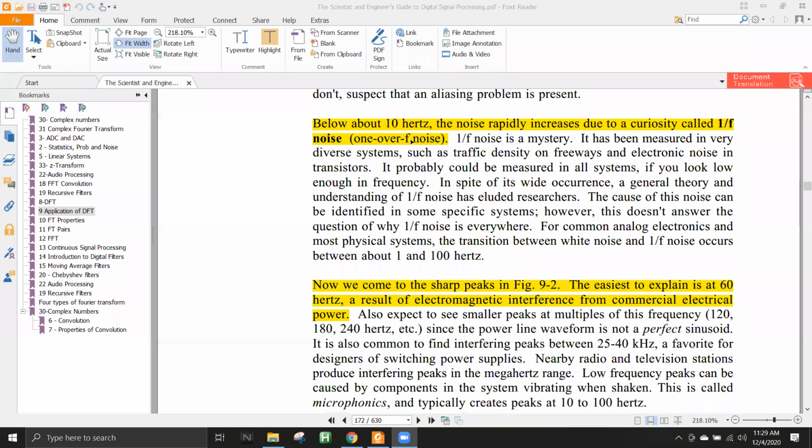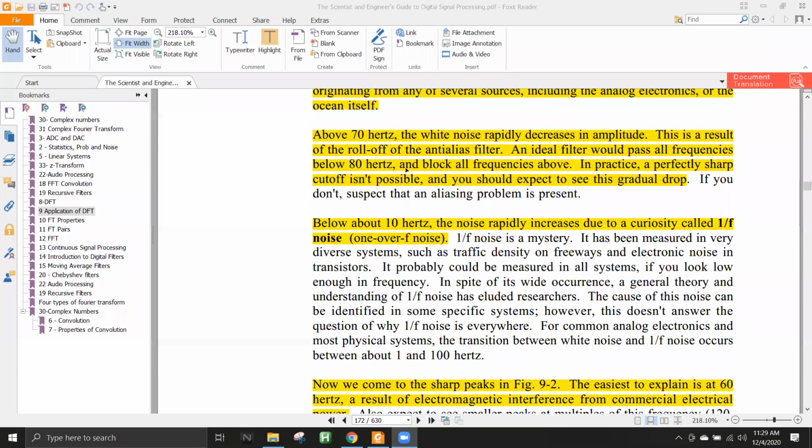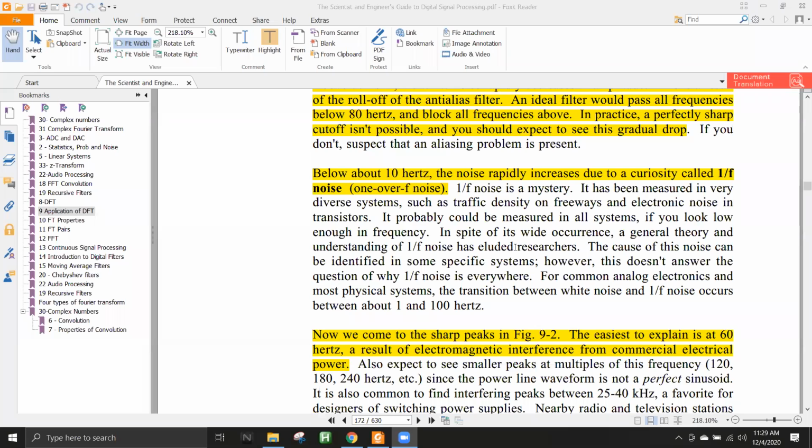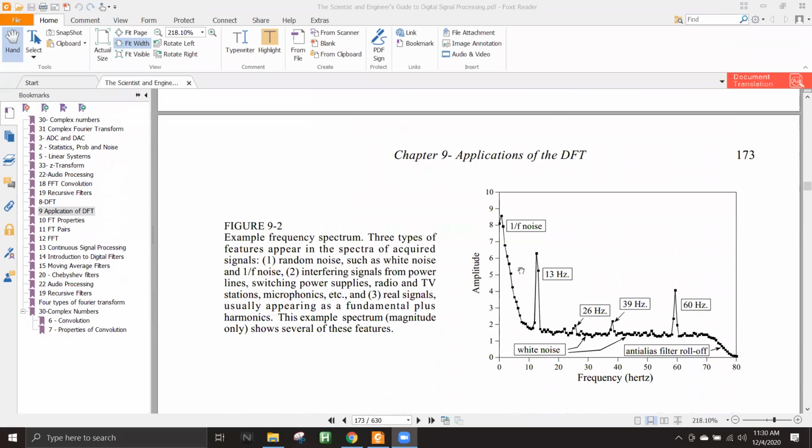Then there is also another region below 10 hertz. That one was above 70 hertz, so now we go backwards. Below 10 hertz, the noise is very high, and this happens due to a phenomenon called 1/f noise. This one is not understood even now. It is not understood why every kind of electronic device produces this kind of noise. So what is the 1/f noise?